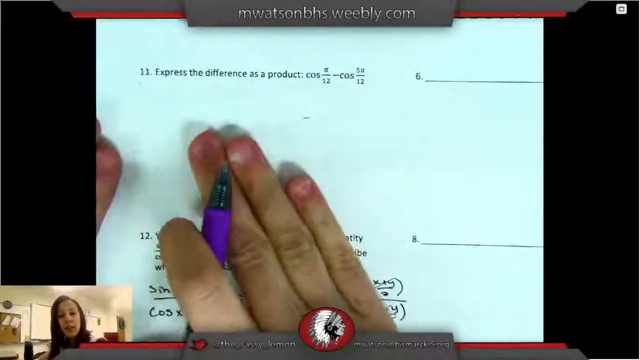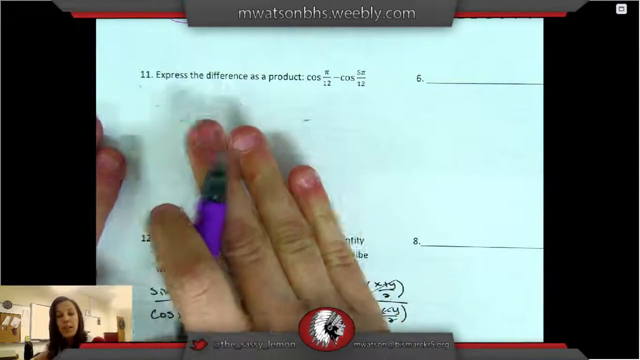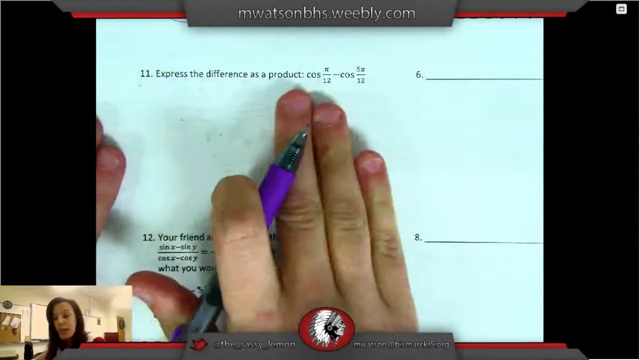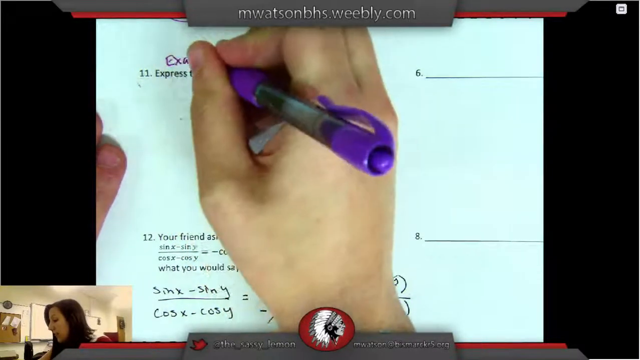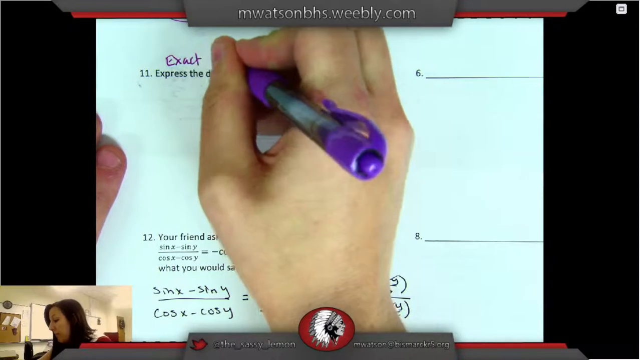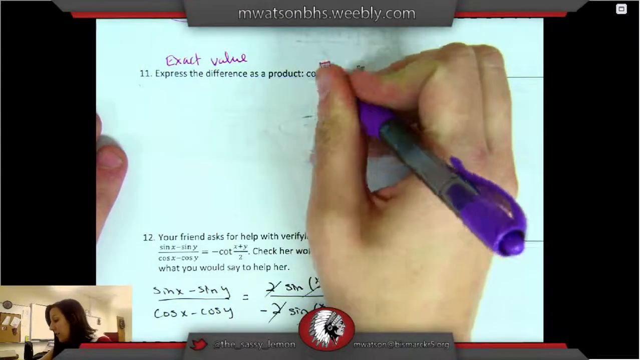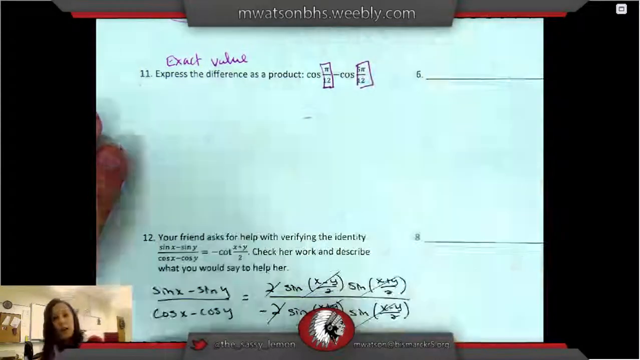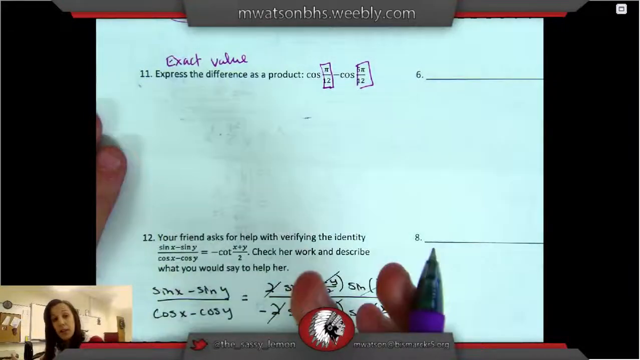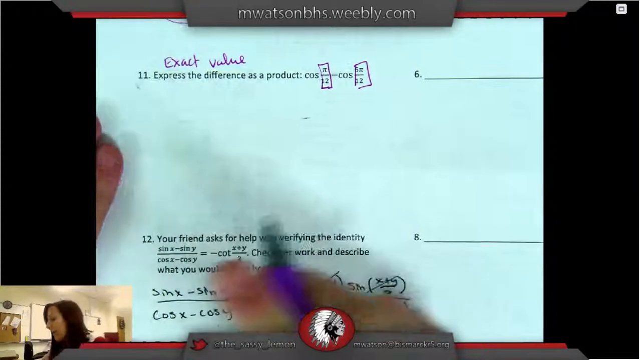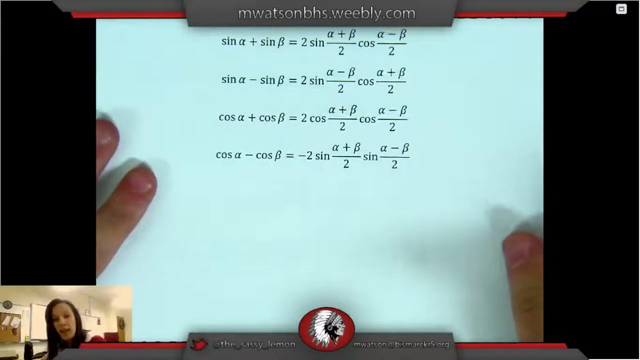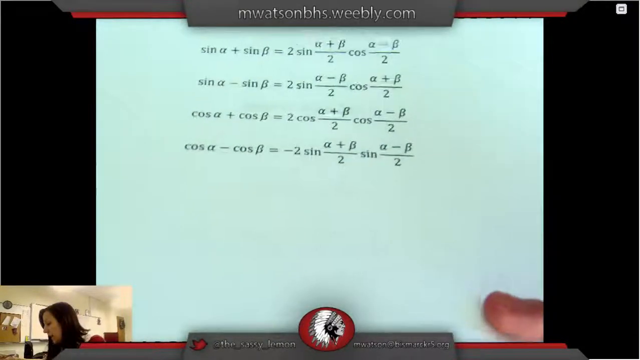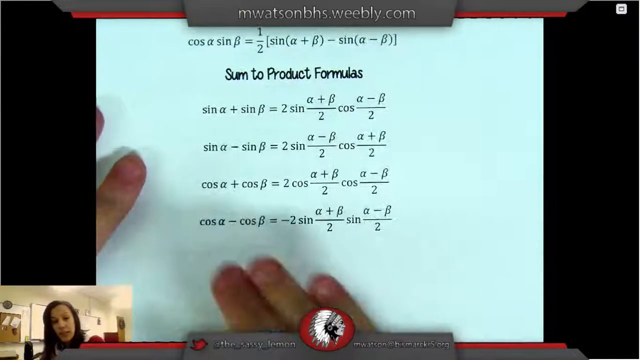All right, so for number 11, this says express the difference as a product, but you need to also be prepared in case the instructions say find the exact value. Because notice these angle measures don't have a variable in them, so we could actually find the exact value. So difference as a product, I'm going to look at my 4 formulas. I'm looking for the one that does cosine minus cosine, so that's going to be number 4.